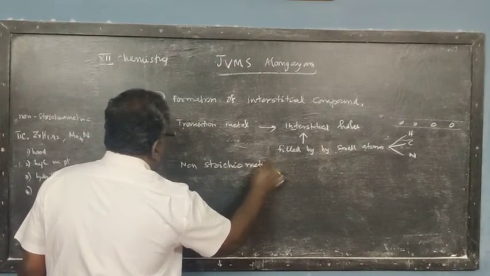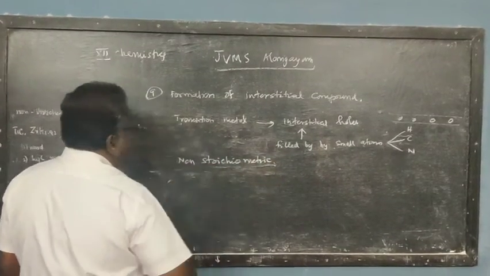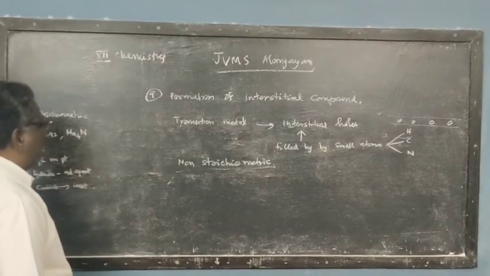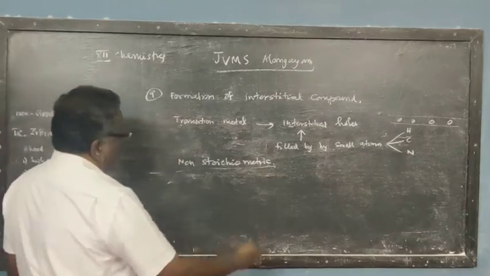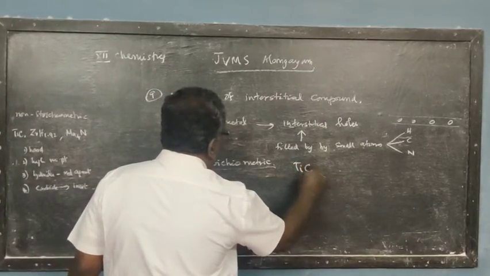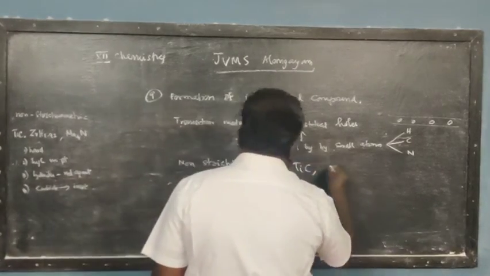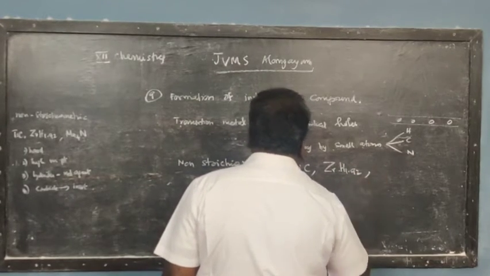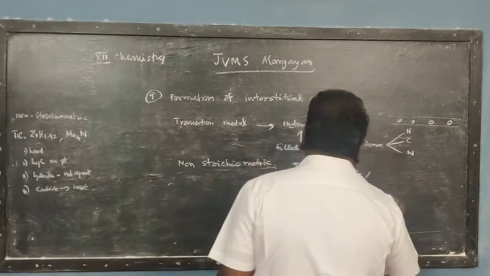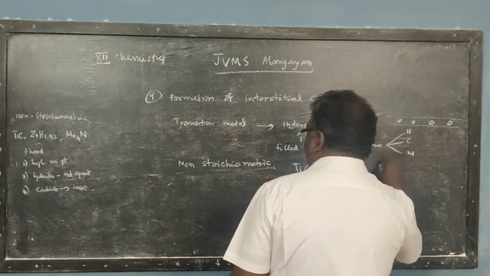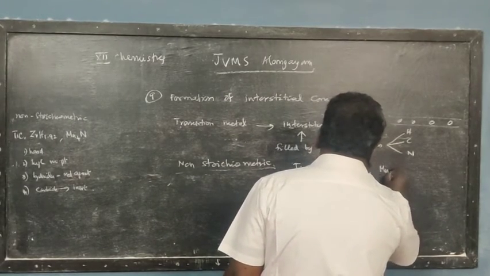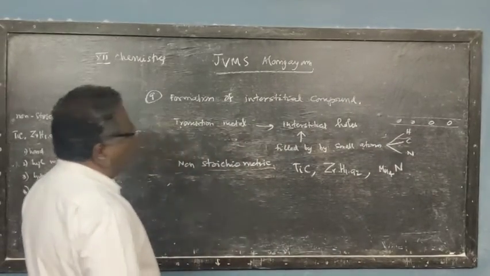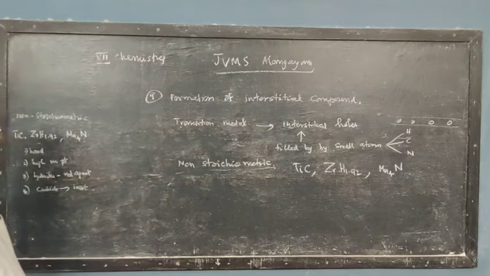Non-stoichiometric means they do not follow regular percentage composition in the formation of their alloys. For example, we have titanium carbide being formed, and then there is zirconium hydride which is formed in this ratio, and after that we have this manganese nitride. So these are some of the interstitial compounds which are formed.